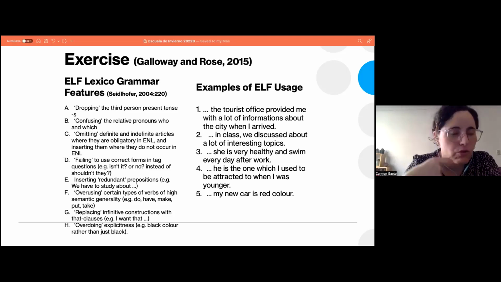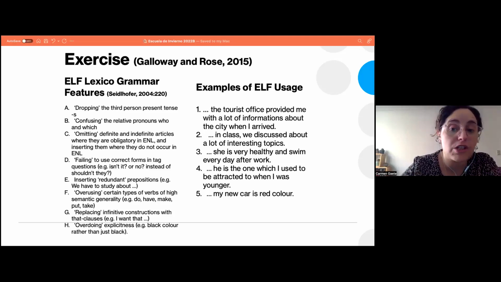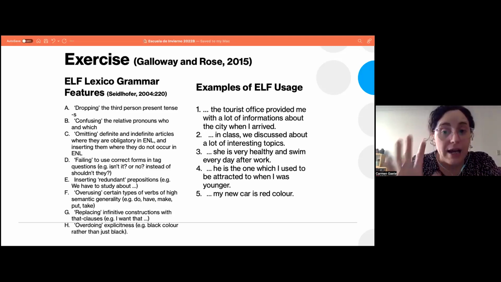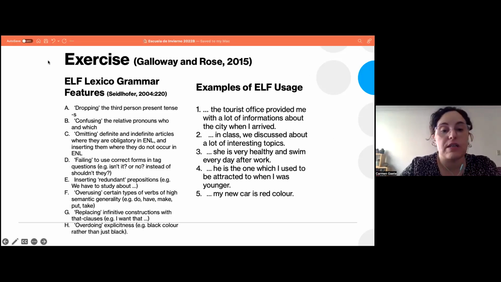And that creates no problem in communication whatsoever. The samples these were taken from are successful instances of communication. In other words, no one in the interaction where this sentence was said pointed out that there was a mistake. They carried on with the conversation and the purpose without highlighting the problem. Number two, in class, we discussed about a lot of interesting topics. What is the so-called problem here?